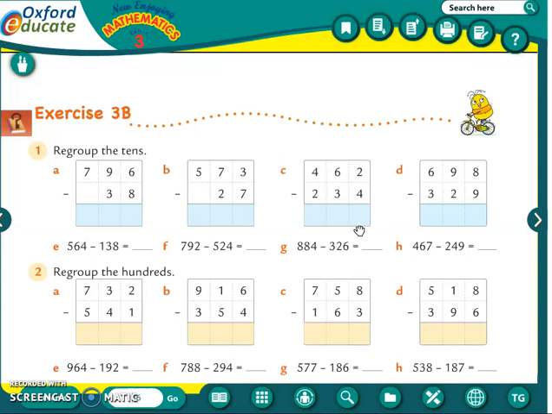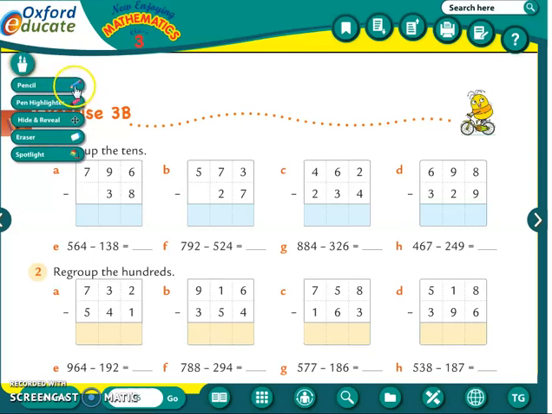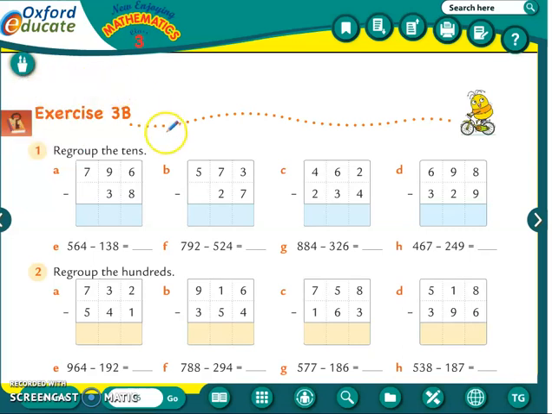Now here is the exercise, regroup the tens. How will we do? We will start from the tens place, the ones place. 6 minus 8, can we do it? No. So we have to borrow from the tens place. So here again we will cut 6, and what will we write here? 16.